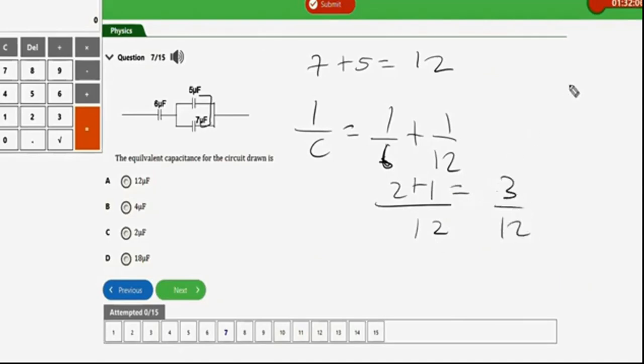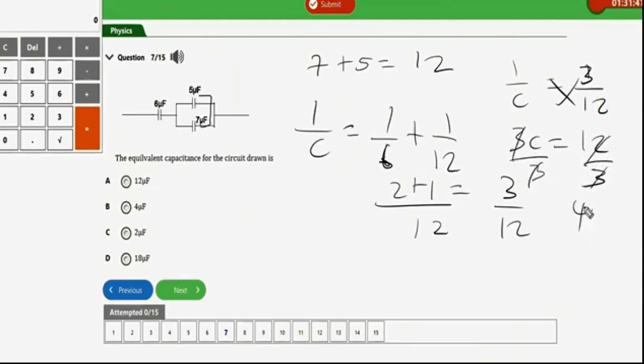So remember we have 1 over C equals 3 over 12. Cross multiply, you have 3C equals 12. Divide both sides by 3. So your C will be what? 4 microfarad. Right option is option B. Alright, it's as simple as this. Let's wipe this now and solve the next repeated question.